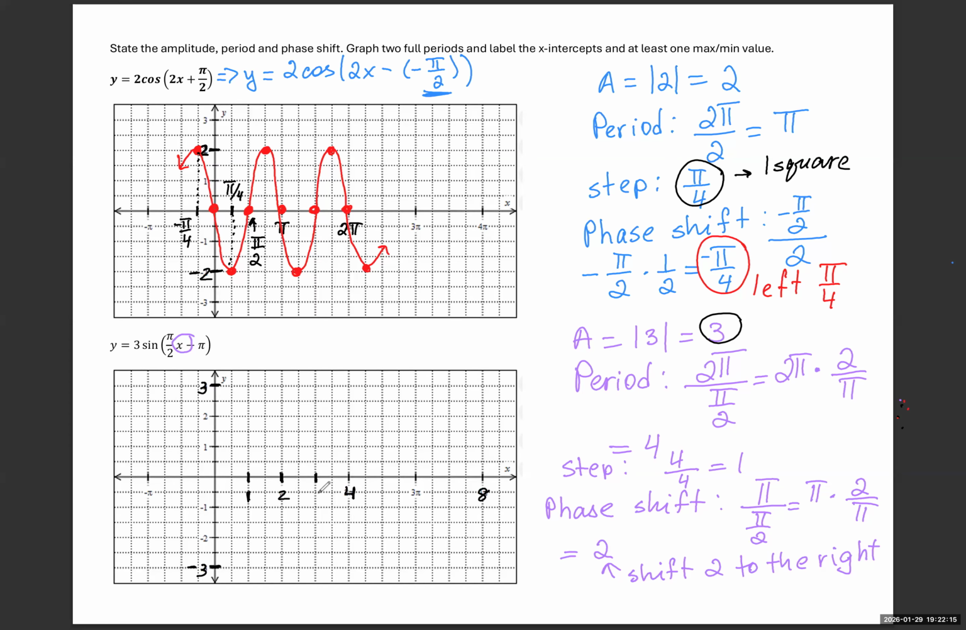And now, when you're graphing a sine, you start right here. And then the next step, which for me is 2 squares, the next step will go into a maximum. Then the next one will go into the x-intercept. Then the next one will go into a minimum, x-intercept, maximum, x-intercept, minimum. I think we're slightly short of 2 periods here, so I may have to continue in the other direction. Minimum, maximum.